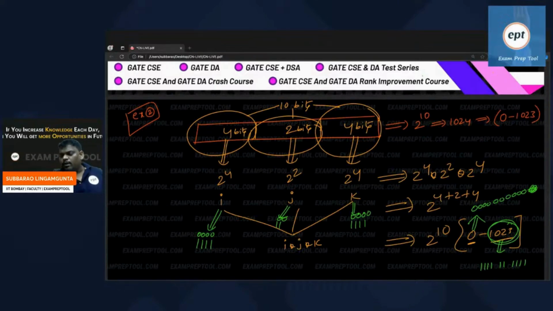If you want the maximum number, everywhere take the maximum. In the 4 bits maximum, 4 ones. In the 2 bits maximum, 2 ones. In the 4 bits maximum, 4 ones. Totally 10 ones, which is 1023. Everywhere take the minimum, zeros, and you will get all zeros. Let me know if anyone has any small objection.